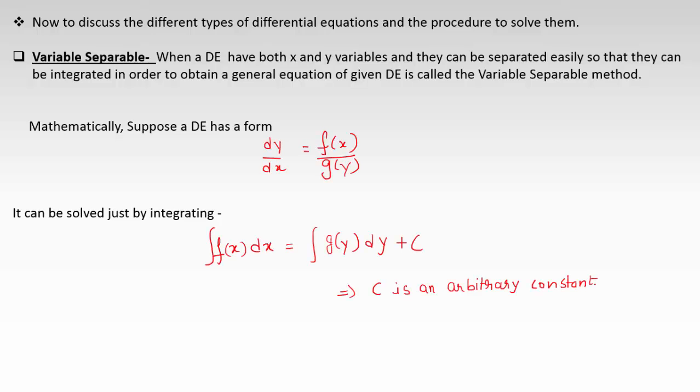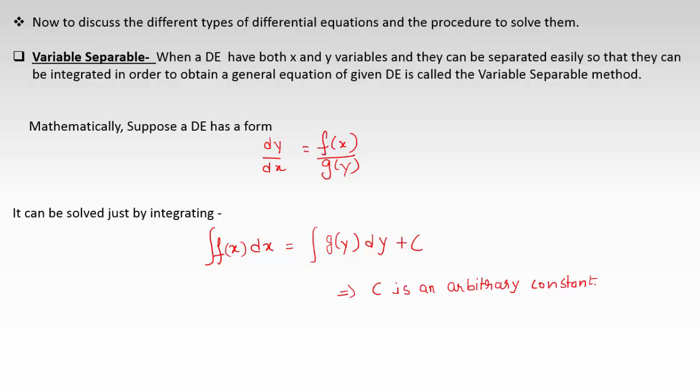Mathematically, the differential equation, or DE, has the form dy by dx equals f of x divided by g of y. f of x is a function of x only and g of y is a function of y only. Then we solve the differential equation just by rearranging the variables and integrating. Here c is the arbitrary constant and we have to put it every time we integrate.